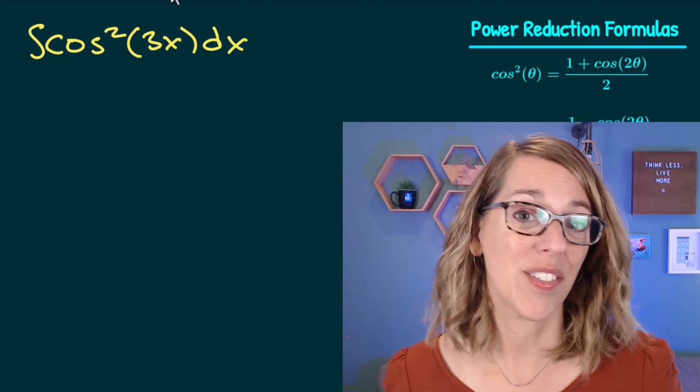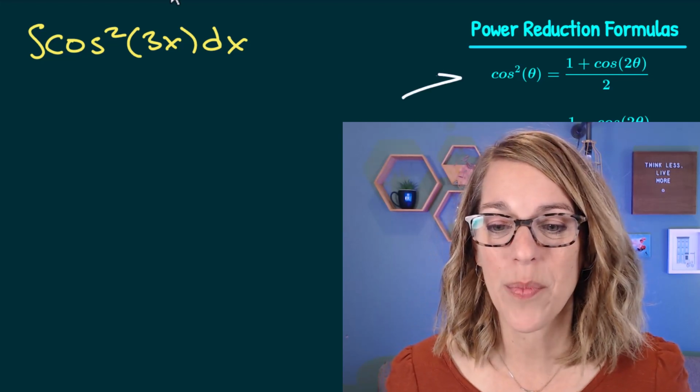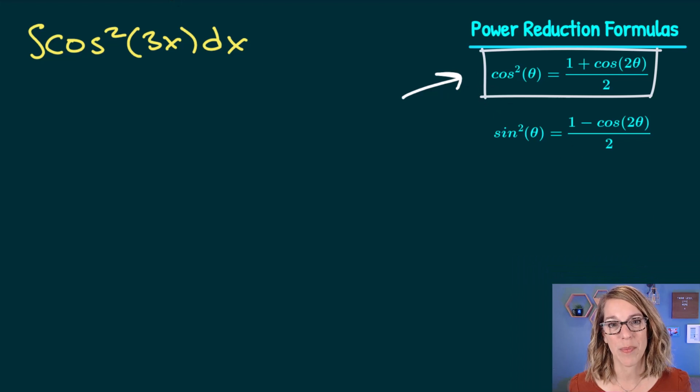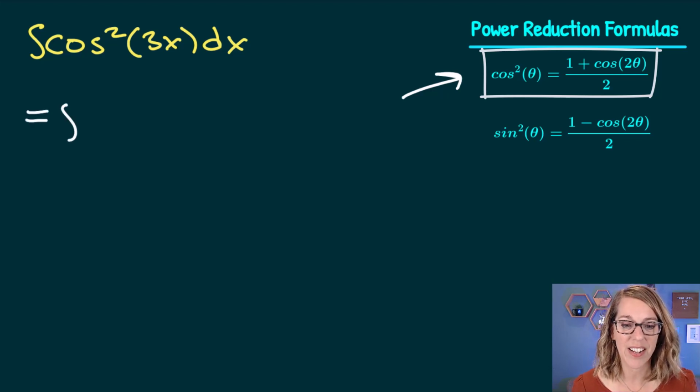Let's integrate the cosine squared of 3x. To do that, we're going to need a power reduction formula. And this power reduction formula is going to get me down to the power 1 so I can take the integral. I'm going to replace what I've got inside there.